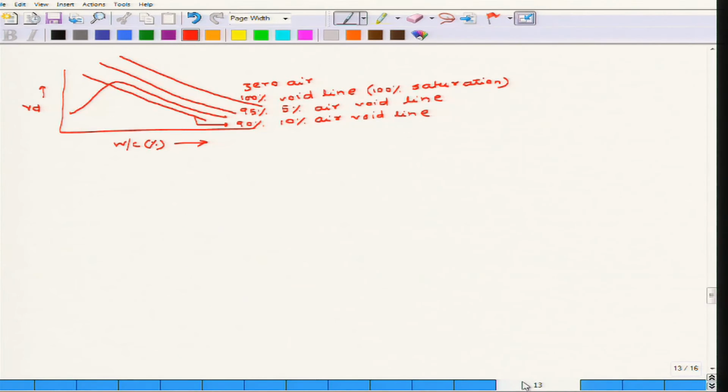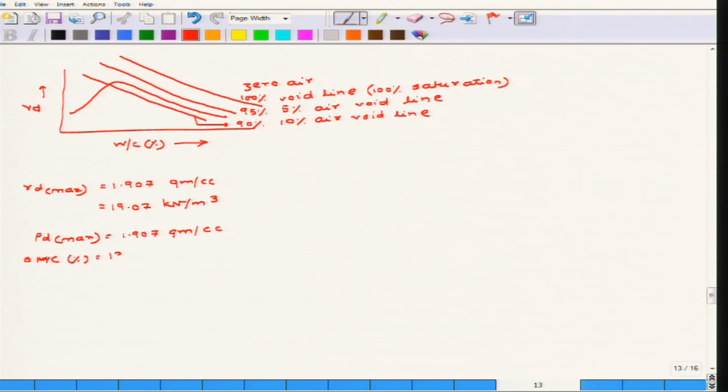Now, let us say that at gamma d max, the gamma d max or the optimum moisture content is found out to be 1.907. This is in gram per cc, but actually this is a unit weight. So, basically it will be 19.7 kilonewton per meter cube. Since we have proceeded with gram per cc, we will proceed with rho d max. So, this is equivalent to 1.907 gram per cc. The corresponding optimum moisture content, or the OMC, is found out to be 13%.